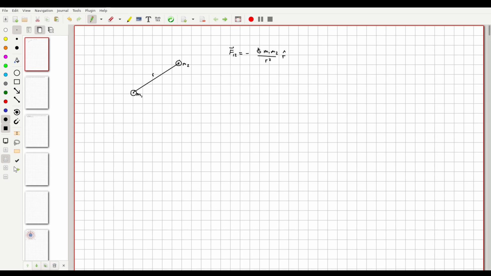Now, to be clear, this might be the force that object 2 experiences due to object 1, but as per Newton's third law, it'll also be the force that 1 experiences due to 2. Just for reference, G is the gravitational constant, and it has a value of 6.67430 times 10 to the minus 11th newton meters squared per kilogram squared.